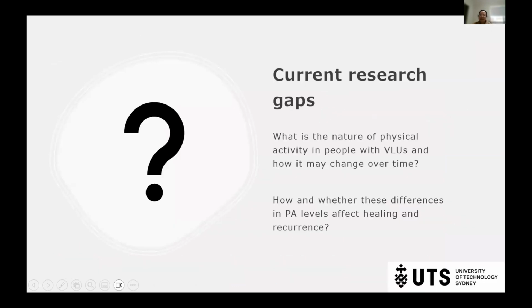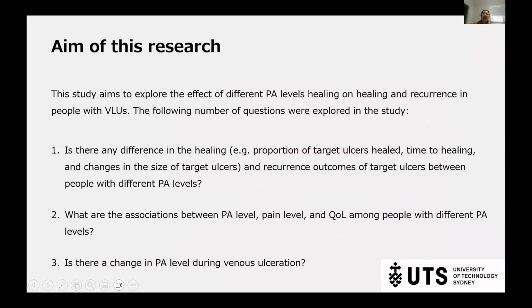However, what we don't know currently is the nature of physical activity in people with venous leg ulcer, how it changes over time, and whether these differences in physical activity levels actually affect healing and recurrence. So the aim of this research is to explore the effect of different physical activity levels on healing and recurrence in people with venous leg ulcer, and a number of questions will be explored.